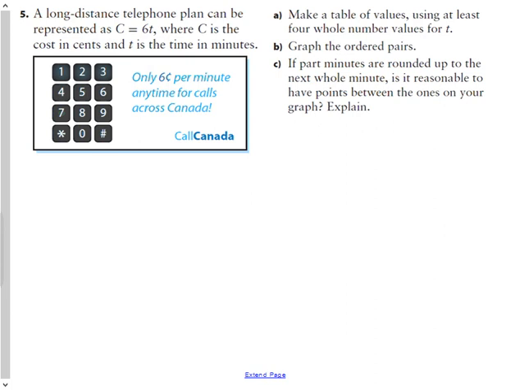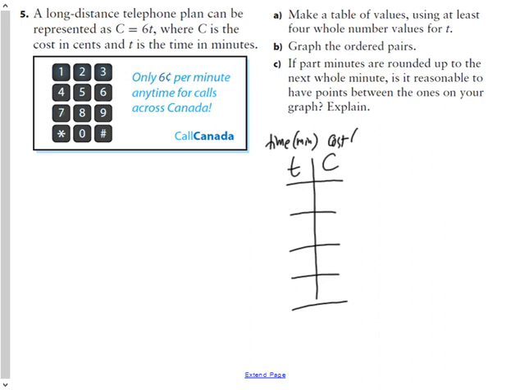So the first question, A, says make a table of values using at least 4 whole numbers for T. I'm going to make this table of values, instead of using X and Y this time, using T and C. On my table of values, I'm going to define what my variables are, and in brackets, I'm going to say the units. T represents time in minutes, and C represents cost, and it's in cents, not dollars.